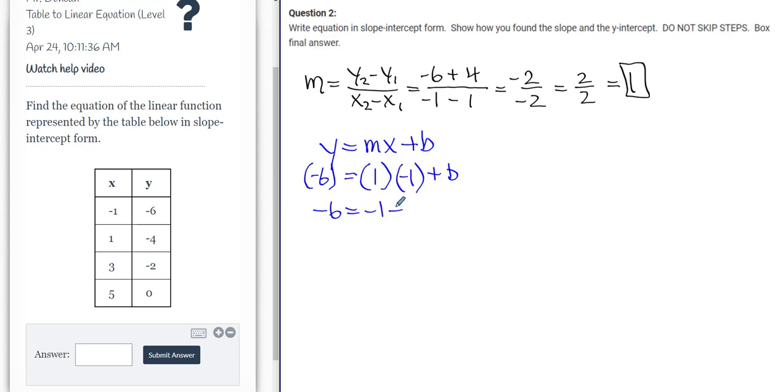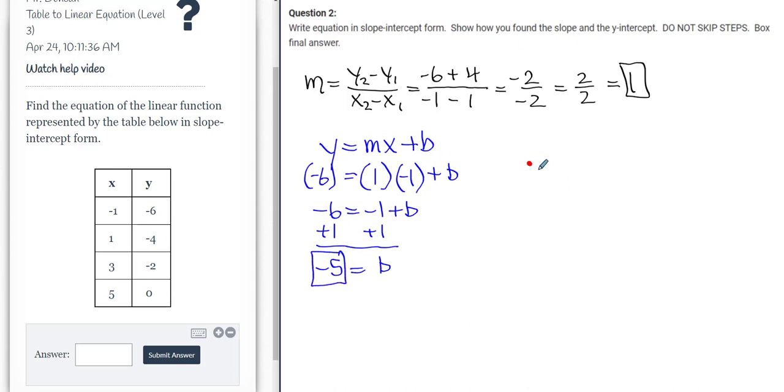And then 1 in parentheses next to a -1 in parentheses, that's simply 1 times -1, which is -1 plus b. Then in order to isolate b, I'll add 1 on both sides of the equation. Again, properties of equality. The -1, +1 on the right side will simplify, and then we have just b. On the left, -6 plus 1 is -5. So we now have a b value of -5.